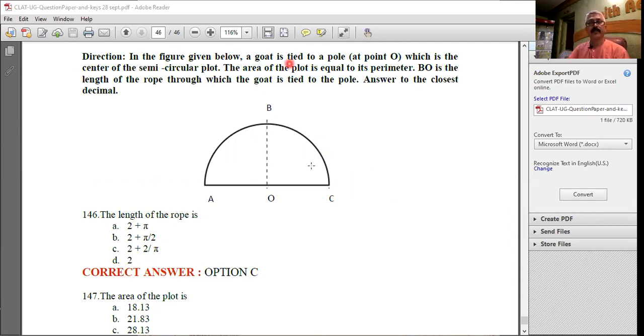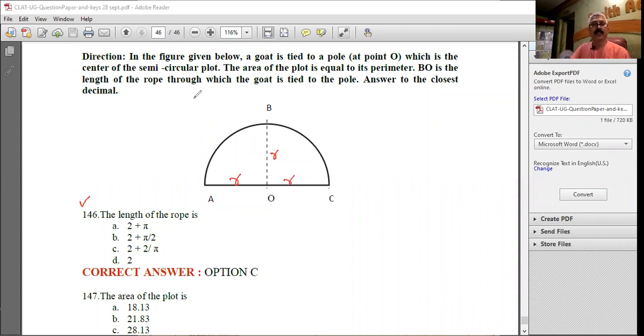Look here. Here question number 146. In question number 146, in the figure given below, a goat is tied to a pole at a point O, which is the center of the semicircular plot. The area of the plot is equal to its perimeter. BO is the length of the rope through which the goat is tied to the pole. Answer to the closest decimal. Okay, look here. The length of the rope. So if it is R, it is a radius. This is going to be R.